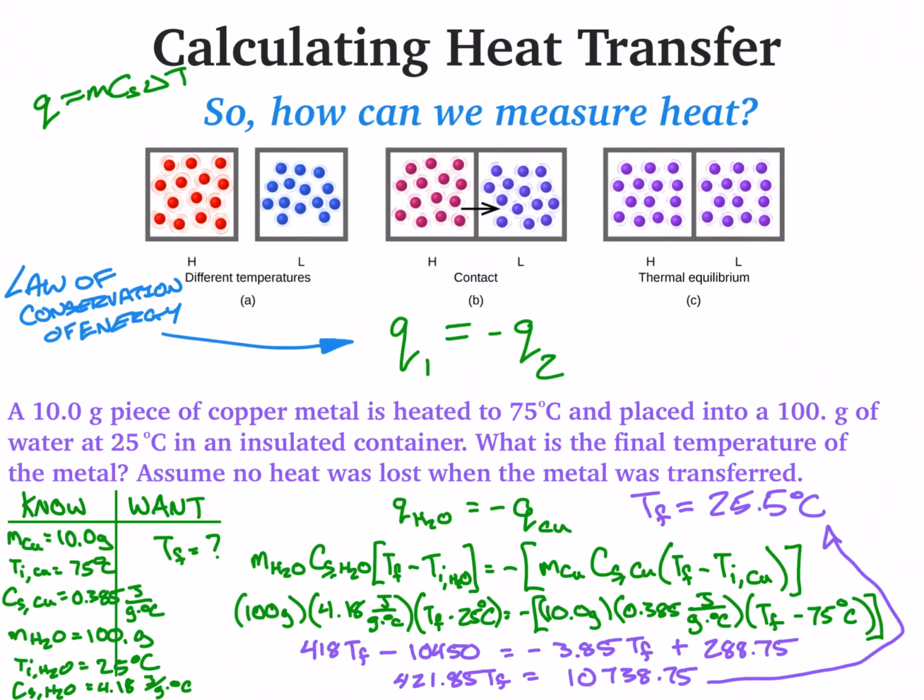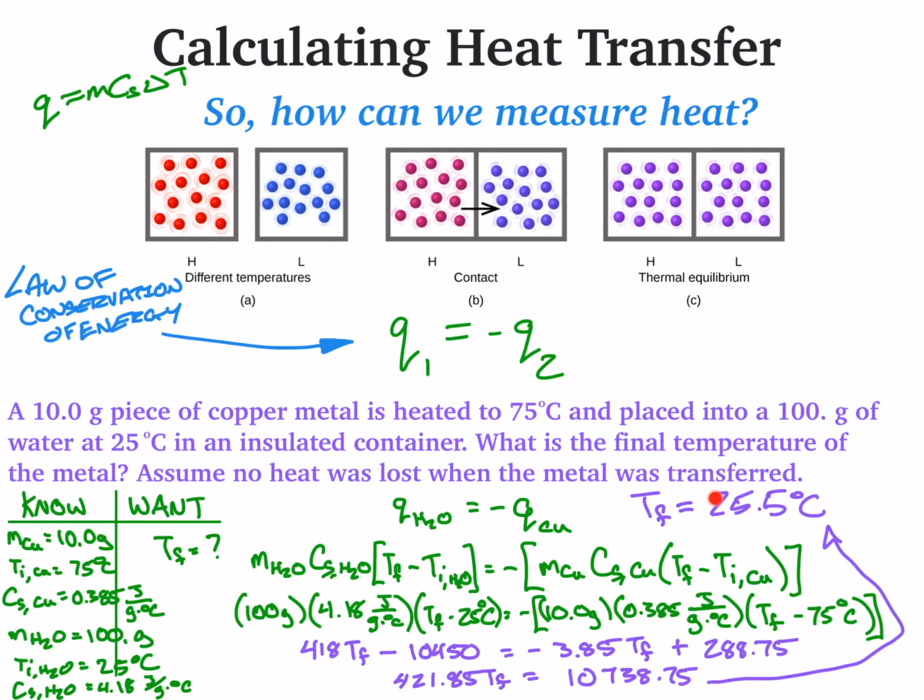So then what we do is just algebra. So multiplying similar terms, then distributing through, doing that on both sides, distributing the negative side gives us eventually this line here. And then we combine like terms. I'll combine the things with the variables on one side of the equation and the integers on the other side of the equation. And then I solve. I'll divide both sides here by 421.85, and I get that my final temperature is 25.5 degrees Celsius.